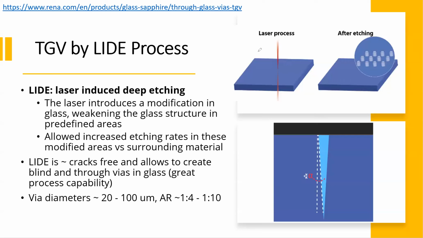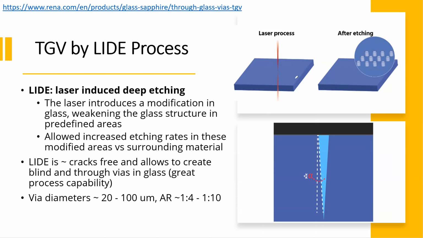What the laser does is introduce a modification in the glass. It weakens the glass structure in the area that you want to pattern. You want to drill holes, and you want to drill deep. You want exactly vertical, the angle alpha ideally at 0 degrees, all the way through. And you want it crack free, because imagine you're using a laser, the heat is going to do something. You must avoid cracks all over the place. If there are cracks, you're going to get problems.